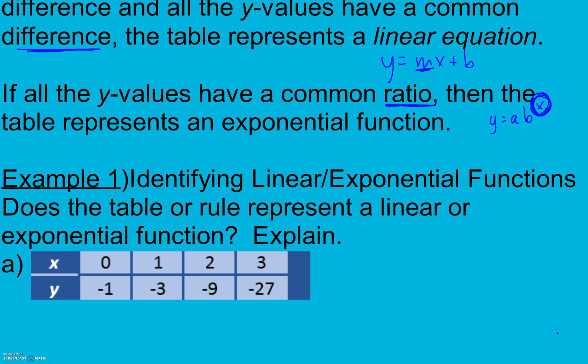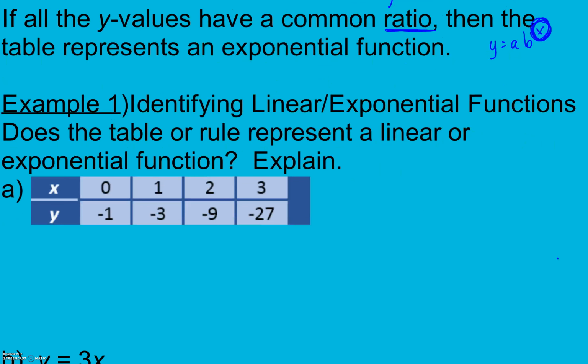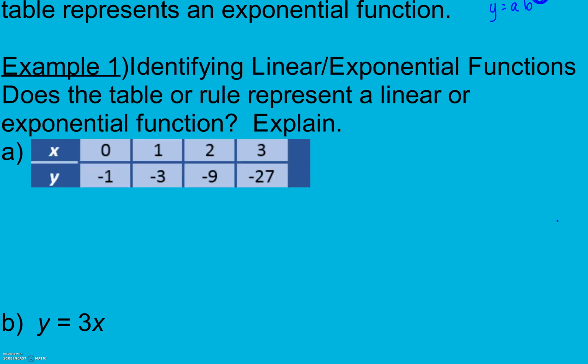Identifying linear and exponential functions here. Does the table or rule represent a linear or exponential function, and why? So here we have to check our x's to make sure we're going by the same amount each time. 0 to 1, plus 1. 1 to 2, plus 1. 2 to 3, plus 1. So there we're increasing by the same amount every time. Now we're going to check our y values.